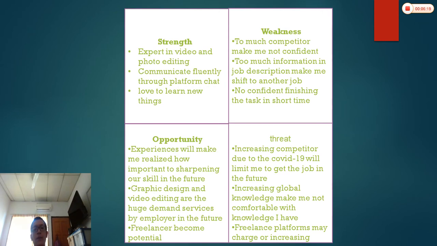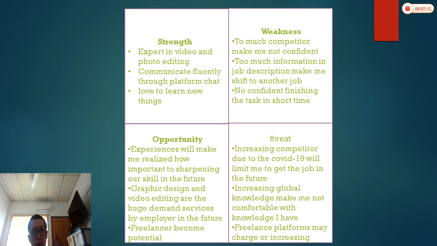Okay, for the opportunity, experience will make me realize how important it is to sharpen our skills in the future. I can see that when I took this subject this semester, I learned many things. I learned how to know which one is a scam, which one is a true contest or project holder, how to bid for the job properly, how to avoid scams, how to write the proper proposal, and how to put our latest portfolio in our profile for each platform.